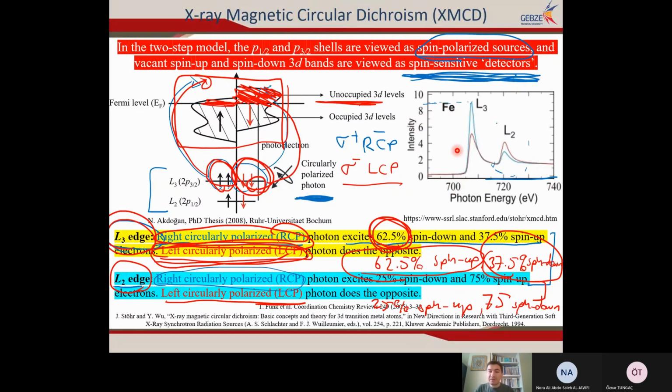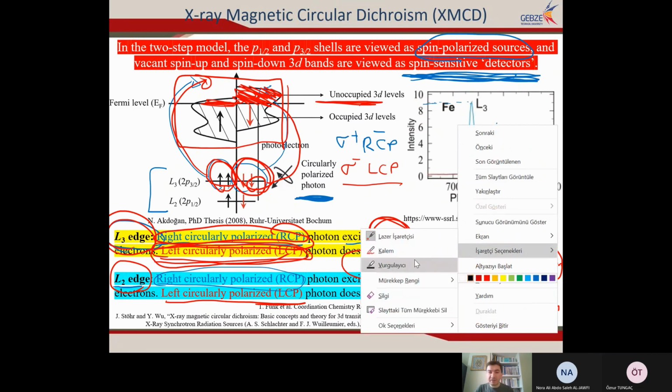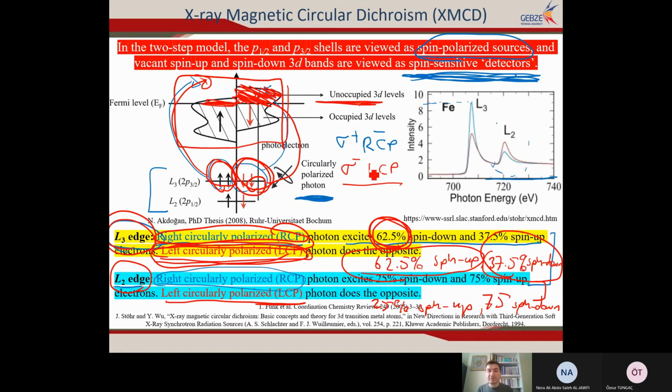So now let me discuss another element in the 3D series. For example, just consider copper, 3D10, okay? What it means is that the 3D level is completely filled. And here there are 2p levels, okay? Spin up and spin down electrons. Since there is no difference between the spin up and spin down electrons for the 3D level, the 3D level cannot work as a detector.